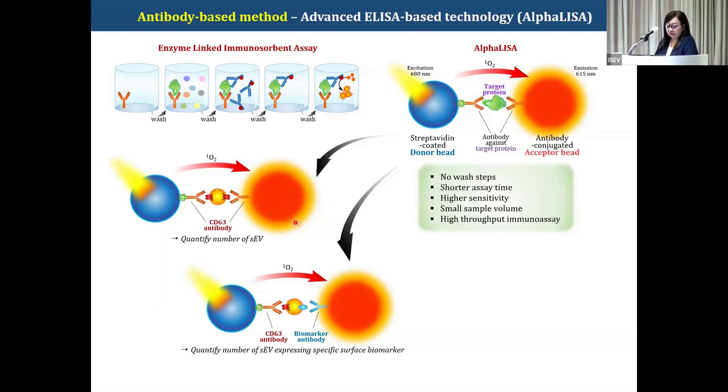When the donor beads and acceptor beads are conjugated with antibodies against small EV molecular markers, the number of small EVs can be determined. With a combination of antibodies against an EV molecular marker and a tumor biomarker, the number of EVs expressing that particular tumor biomarker can be measured.